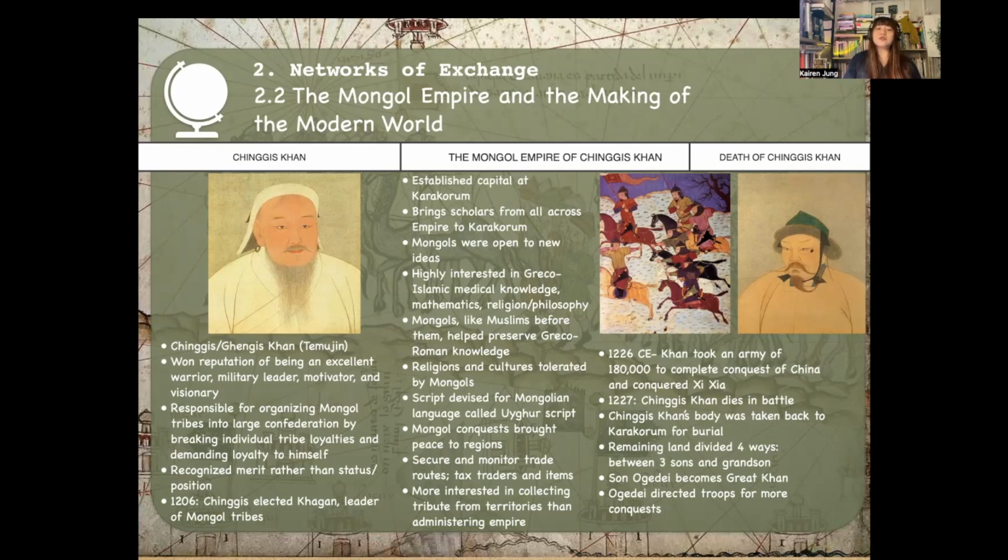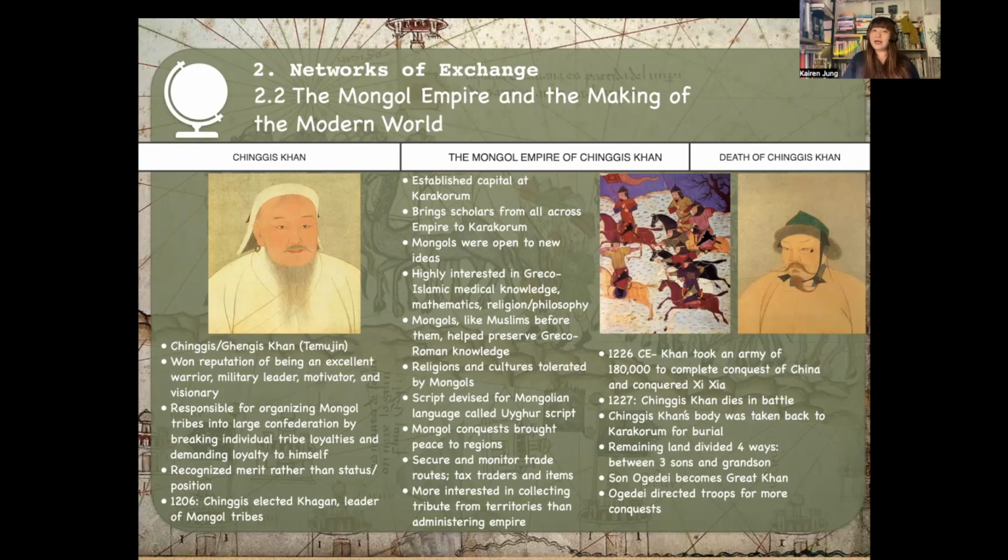And in 1206, what happened? Chinggis was elected Khagan, or Khan, the leader of the Mongol tribes, and so that's why he's Chinggis Khan. Kind of like Mansa Musa was Mansa Musa, because Mansa is the name of the leader. So let's look at the Mongol Empire of Chinggis Khan.